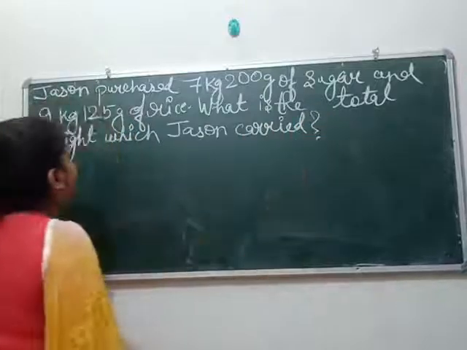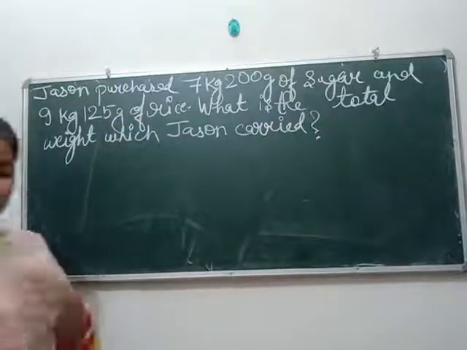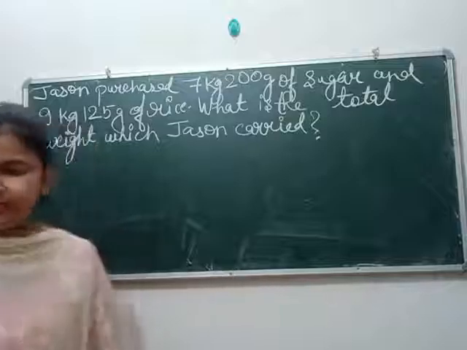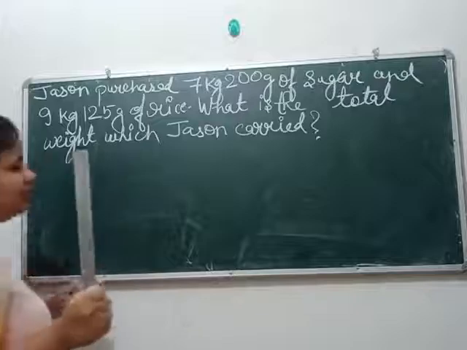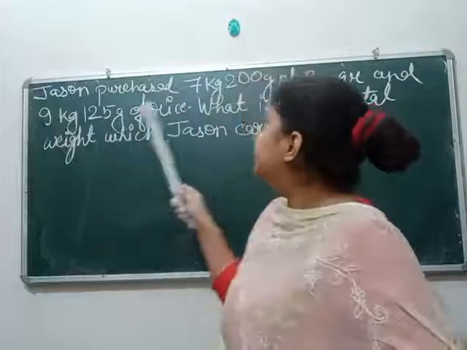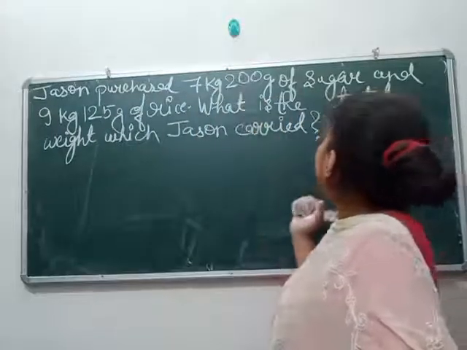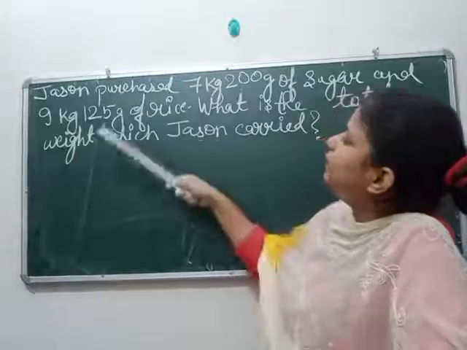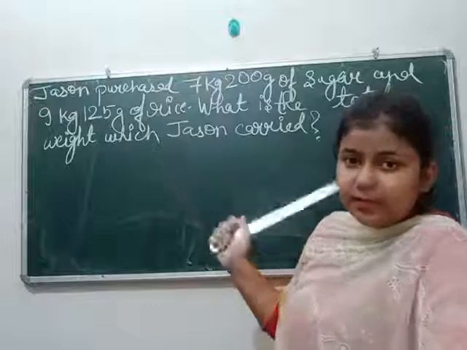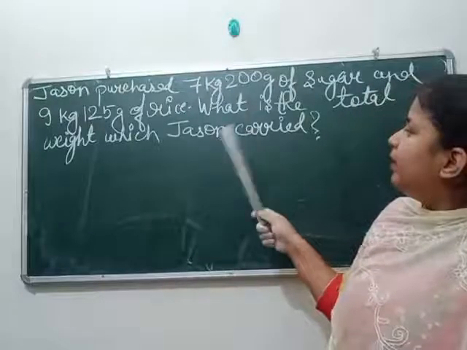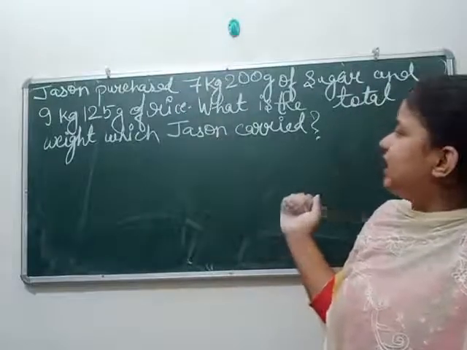Okay, come on. Solve this question. Read the question once. So this question states that Jason purchased 7 kg 200 gram of sugar and 9 kg 125 gram of rice. Okay, 2 items he has purchased. Now, what is the total weight which Jason carried?